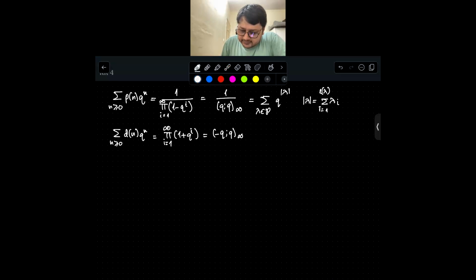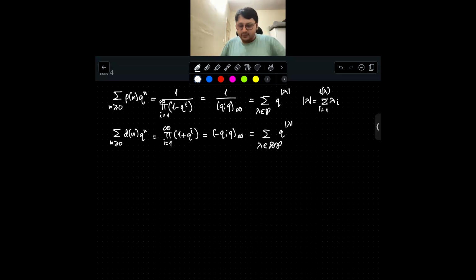Now similarly we can also write this as something like, say, lambda is coming from DP, which is the set of all distinct partitions, of q raised to the power the norm of lambda.